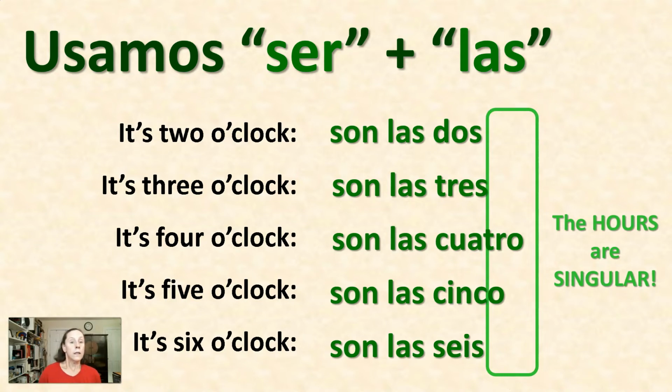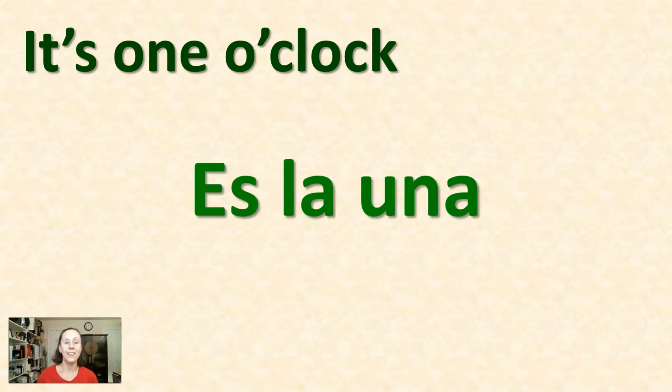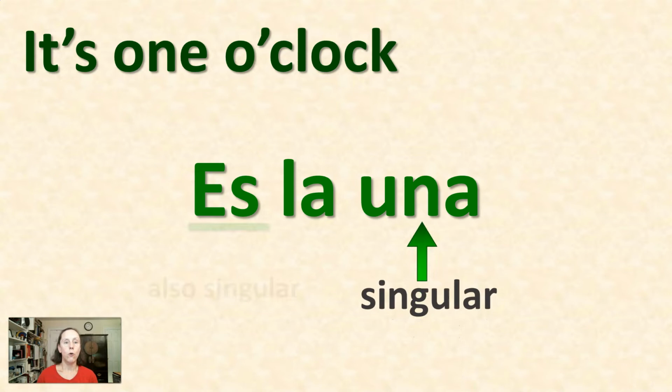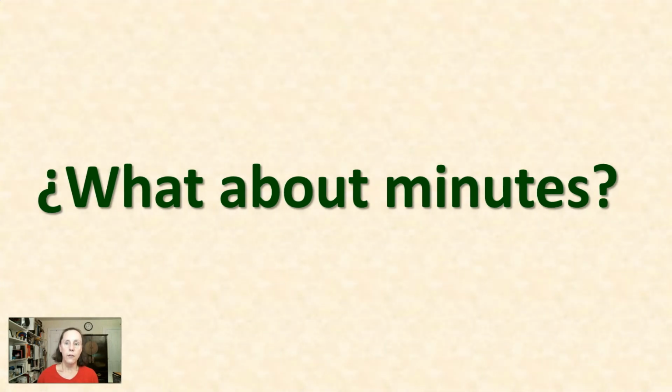All right, now let's talk about 1 o'clock. 1 o'clock is a little bit different because it is singular. So when we want to say it is 1 o'clock, we are going to say es la una. So again, una is singular, therefore we are going to use the singular form. All right. Also note that it is una, not uno, because we're talking about la hora, and la hora is feminine. All right. So now we can say it's 1 o'clock, it's 2 o'clock, it's 5 o'clock, it's 12 o'clock. But what about the minutes?